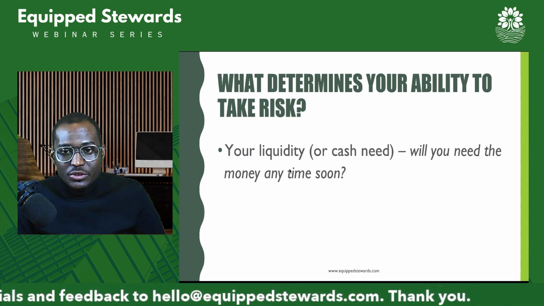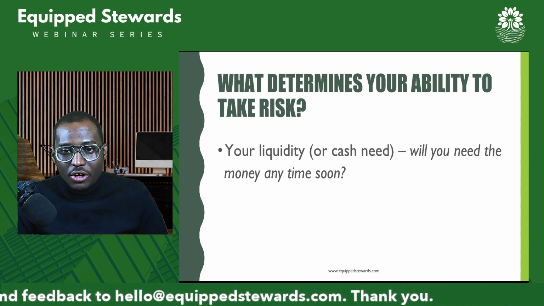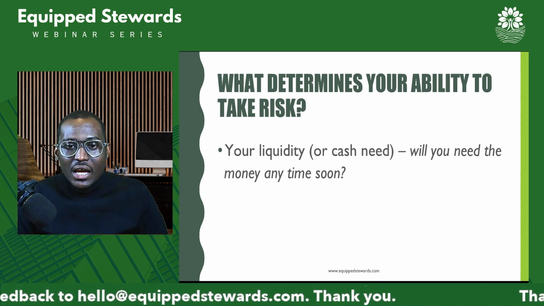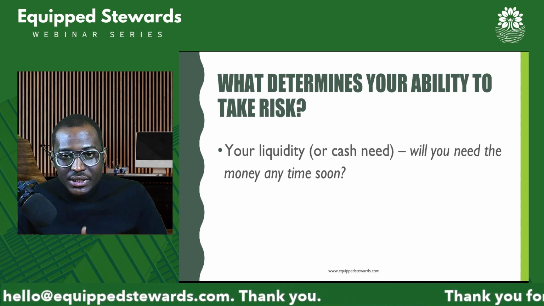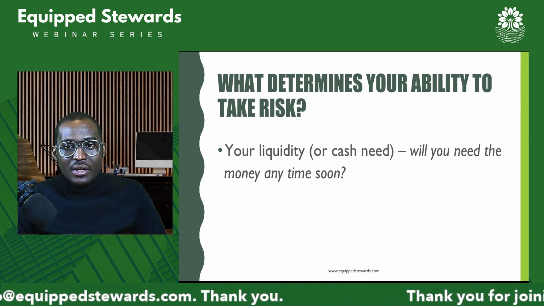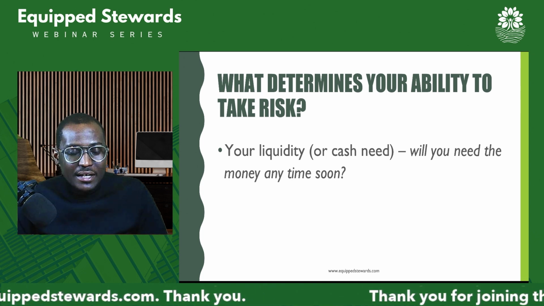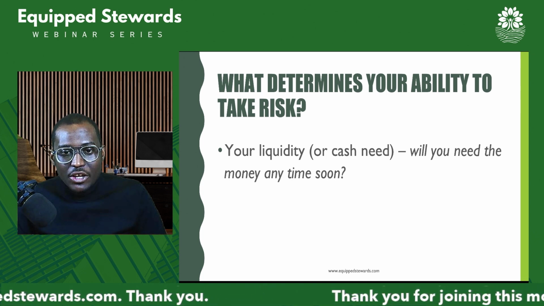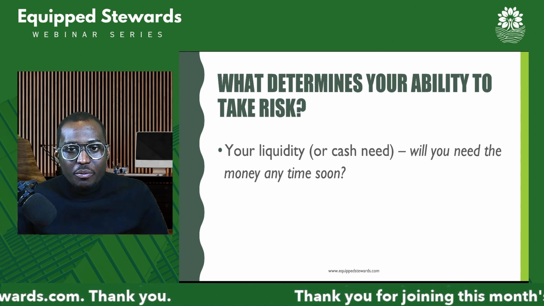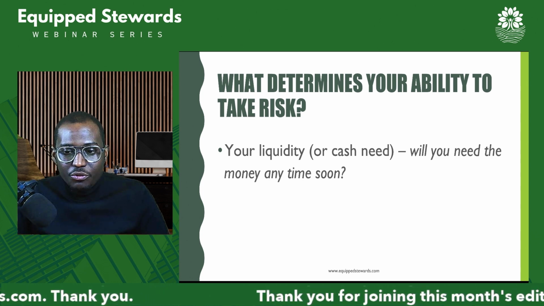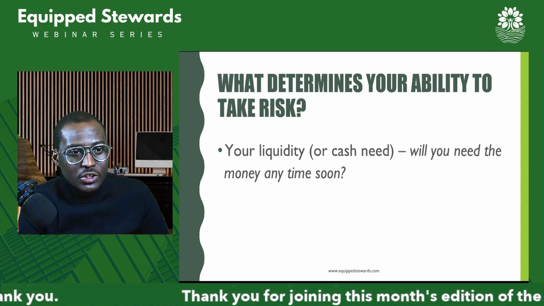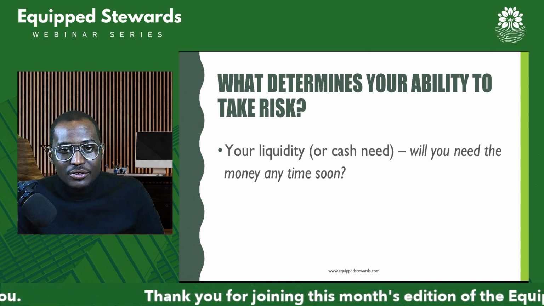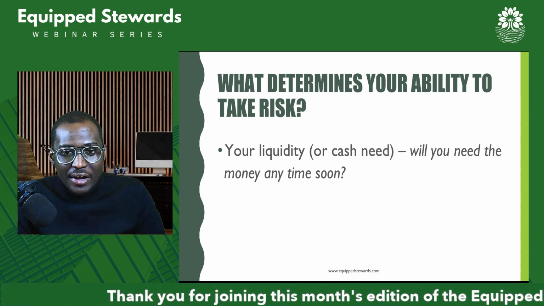So those are two things that we write here. There is a third one which I don't have on the note. That is your liquidity, that is your cash need. Will you need that money anytime soon? That determines your risk appetite. For example, if it's money that you will need, like the example I gave, you want to buy a house, and you have saved up £20,000 through sweat and blood, and then all of a sudden you wake up, that £20,000 is now worth £19,500.